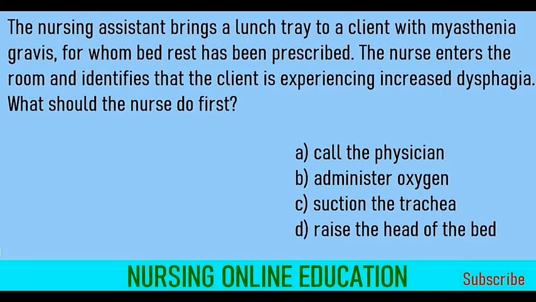The nursing assistant brings a lunch tray to a client with myasthenia gravis for whom bed rest has been prescribed. The nurse enters the room and identifies that the client is experiencing increased dysphagia. What should the nurse do first? Options: call the physician, administer oxygen, suction the trachea, raise the head of the bed. Answer: raise the head of the bed.